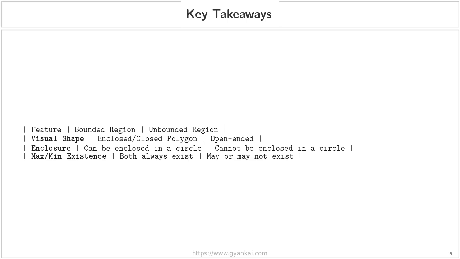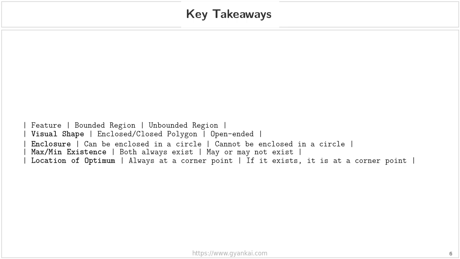Moving to the second row, we look at enclosure. This is the mathematical definition we used. A bounded region can be completely enclosed within a circle of a finite radius, whereas an unbounded region is so large that it cannot be enclosed by any circle, no matter how big you make it. In the third row, we address the most critical part for solving optimization problems, the existence of a maximum or minimum. In a bounded region, you are guaranteed that both a maximum and a minimum value exist. But, as we saw in our unbounded example with the nutrition requirements, in an unbounded region, a maximum or a minimum may or may not exist.